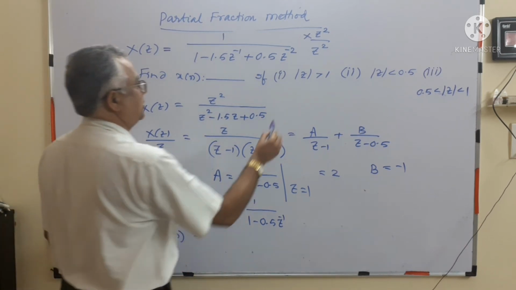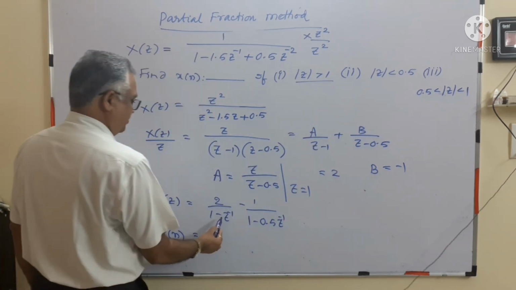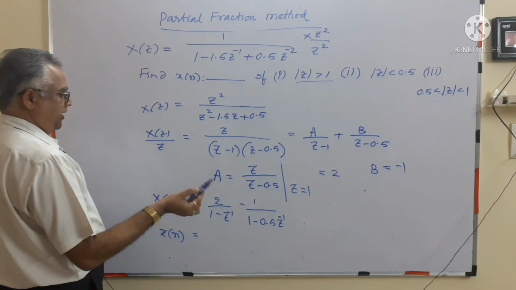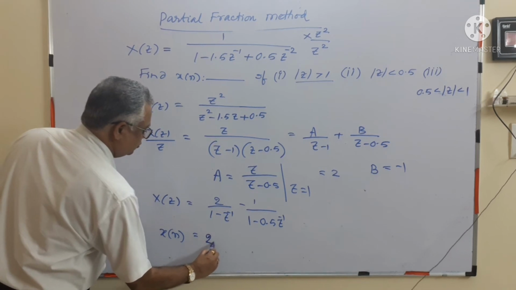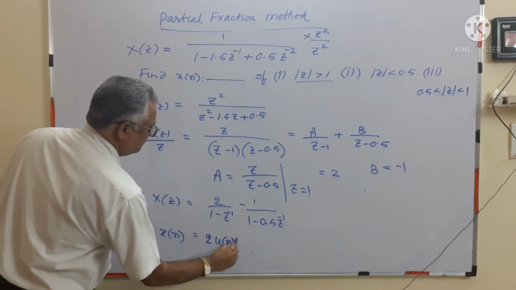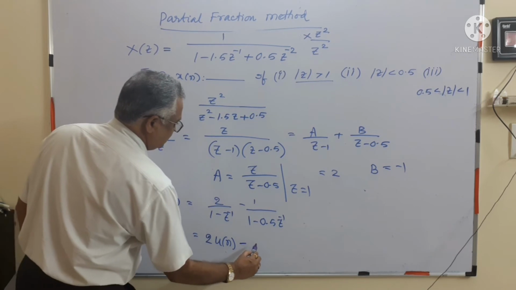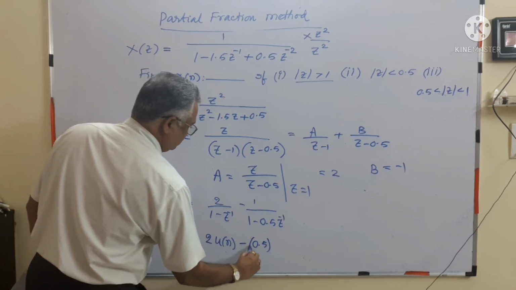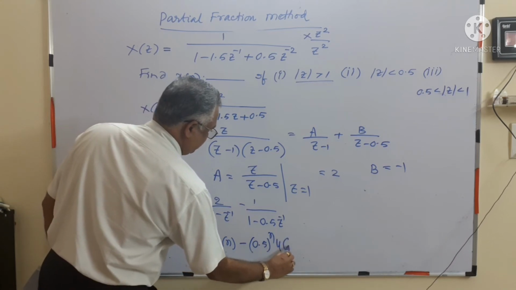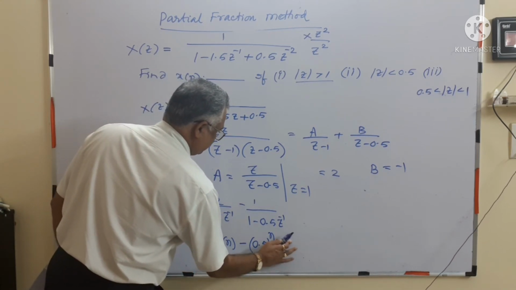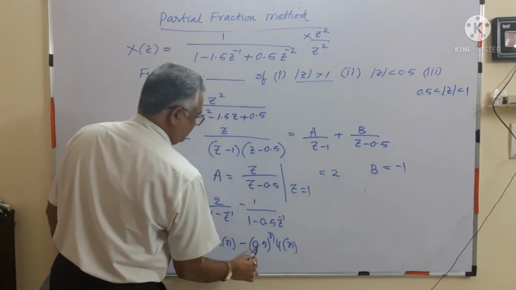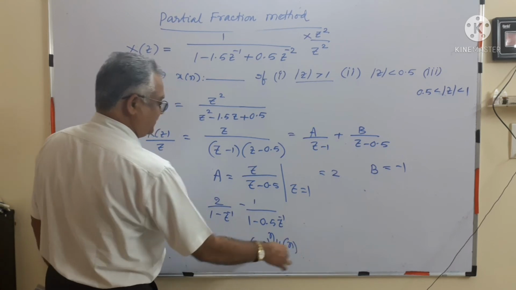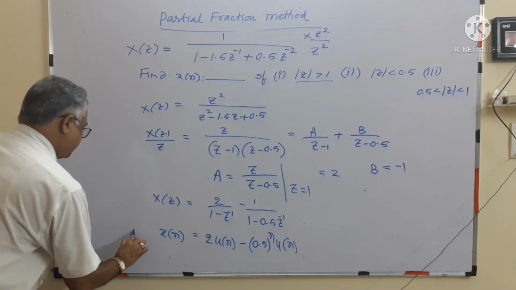First case is mod z greater than 1. Greater than 1, greater than 0.5. So both are right side. Right side means this is 2 u of n. This is also right side, minus 0.5 to the power of n u of n. This minus, this minus. So this is the first case.